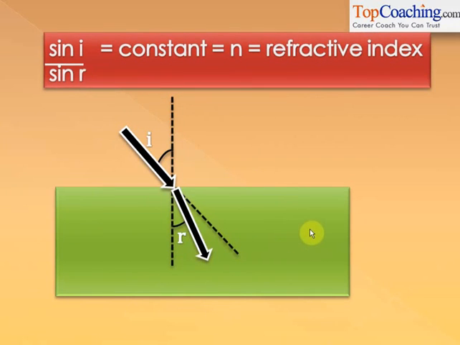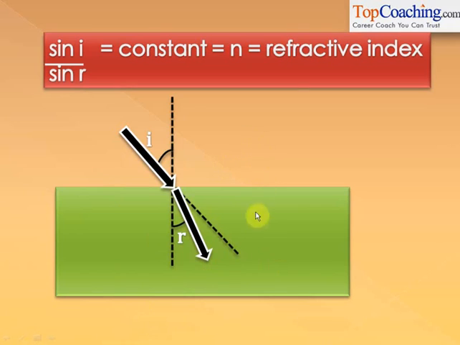Here's the second law of refraction. As you can see, the light ray is entering from the brown medium to the green medium. The angle of incidence is I and the angle of refraction is R. Sin I by sin R is constant. That is what Snell's law says, or the second law of refraction says.